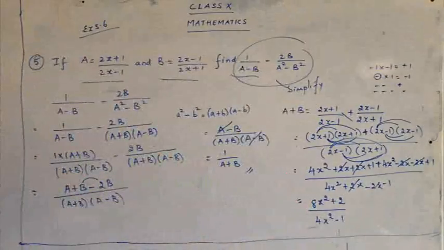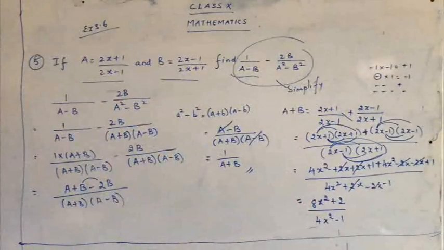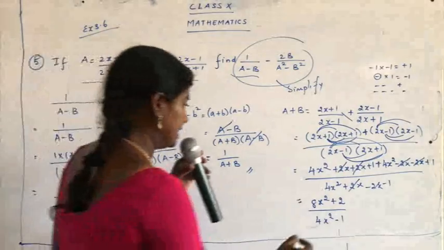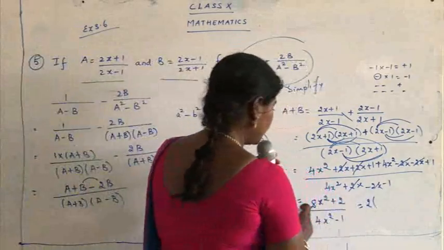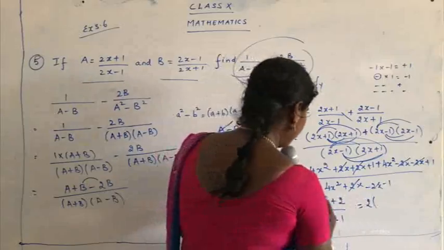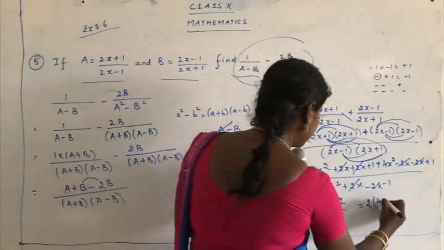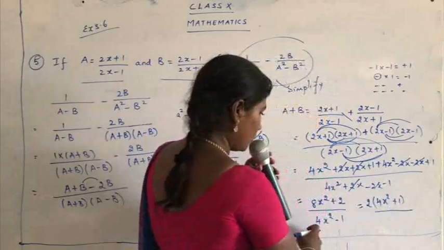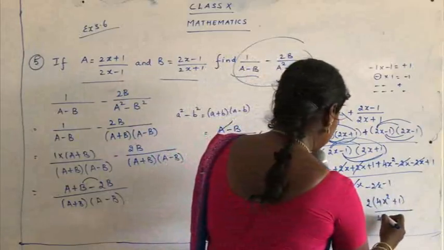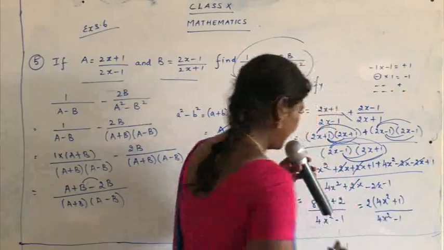So we have found our a plus b. So we can have one more step, that is we can take common what in the numerator part. That is, 2 can be taken common in the numerator part. We take 2 common over here, and what's left over here? 4. 2 4s are 8. So 4x square plus 1 upon, nothing is taken common, so I just keep it as it is. That's 4x square minus 1.